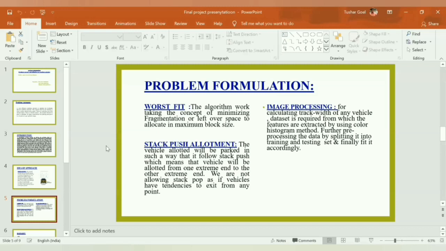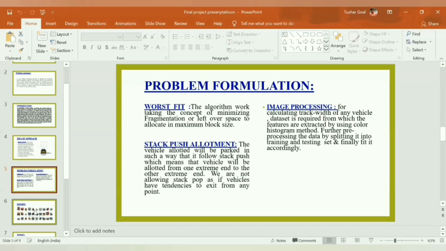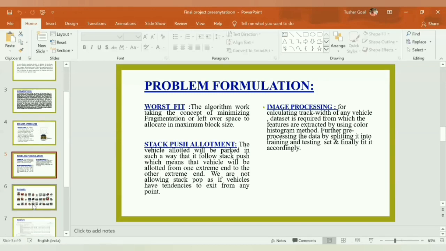And the third one is image processing. Whenever a car or a vehicle enters the parking lot, its track width will be captured from the camera, and then we process the data by splitting it into training and testing sets, and finally fit it accordingly. Then it will tell where it should be allotted in that area.